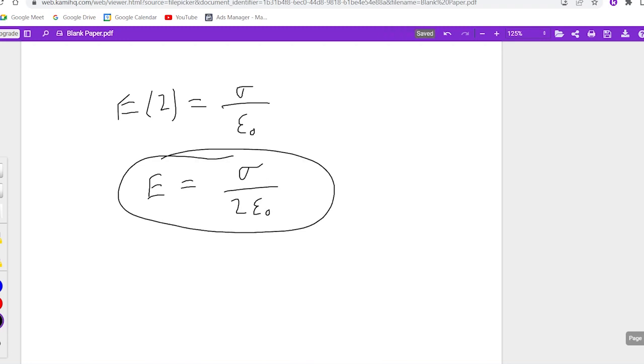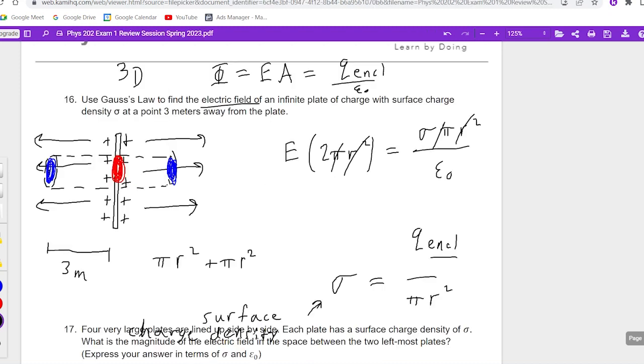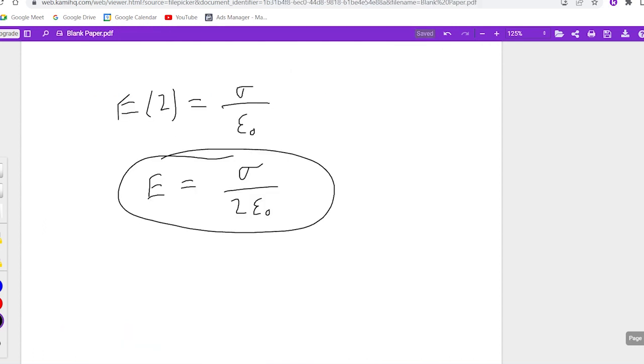The cool thing about this electric field equation is that, remember I said that I wanted the electric field 3 meters away from the plate? Well, as you can see, distance never even showed up in the equation. In other words, the distance doesn't matter. The electric field is the same everywhere. Doesn't matter where you are for the infinitely big plate of charge. Okay. Any questions on that one?